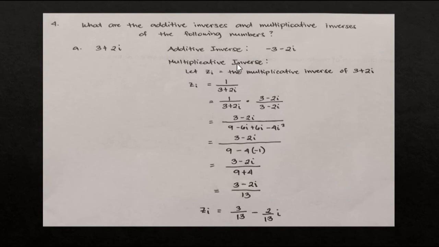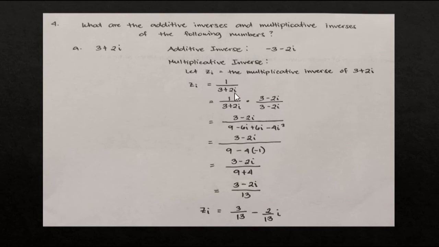The multiplicative inverse, where do we get it from? Okay, let z sub i be the multiplicative inverse of 3 plus 2i. So, our z sub i is 1 over the given complex number. So, 1 over 3 plus 2i. The numerator is always 1 for the multiplicative inverse, because it is a reciprocal. So, 1 over 3 plus 2i.